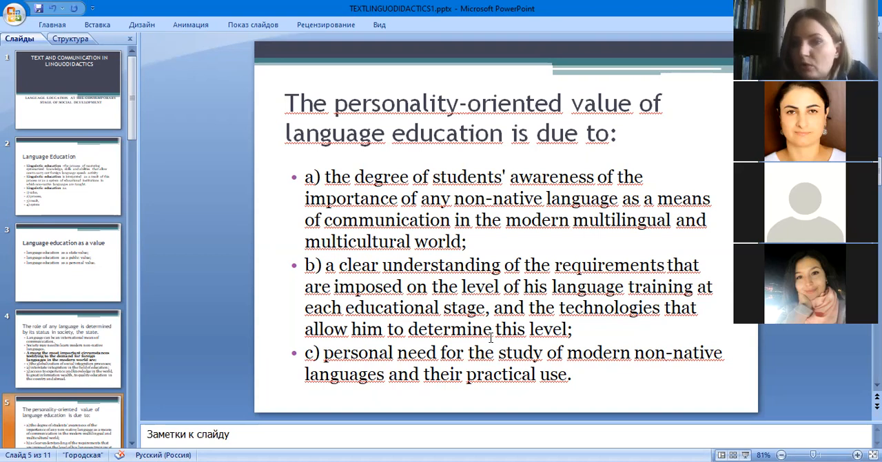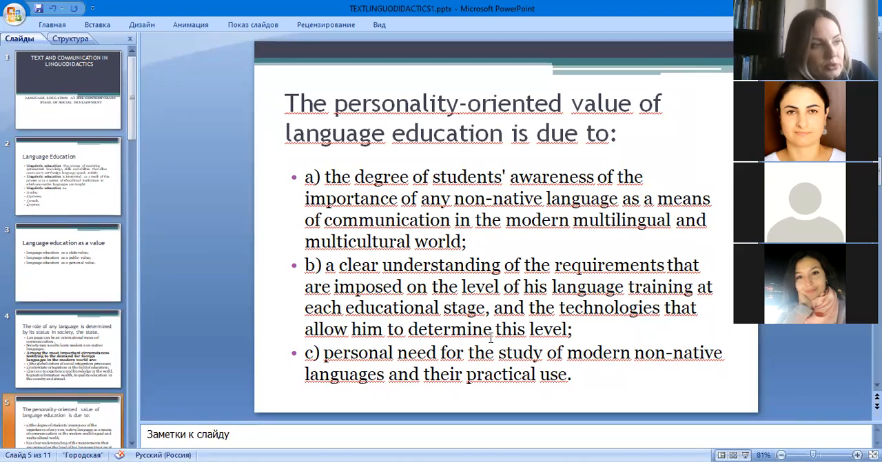Second, a clear understanding of the requirements that are imposed on the level of his language training at each education stage, and the technologies that allow him to determine this level. And third, personal need for the study of modern non-native languages and their practical use. So it is the last parameter, and not the legal status of a particular language, be it state, official, working language, or others, that determines the prestige of the language and language education in general for a particular person.